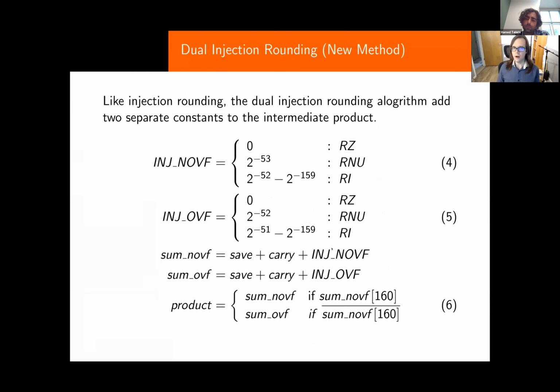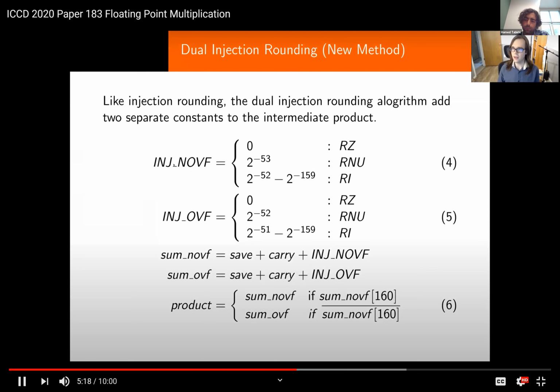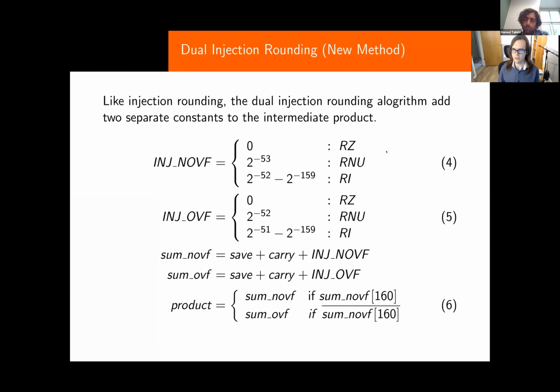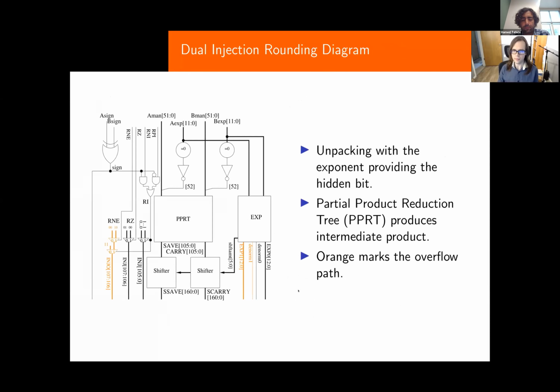In contrast, our method directly adds the injection constant just as in the single injection constant version. But rather than do this correction business, we add a separate injection constant for the overflow condition. You can see that the value of the constants is slightly larger. So we end up producing 2 separate sums, which is in contrast to how the single injection constant works. And then we use the MSB of the no overflow sum to select between the 2 for our final product.